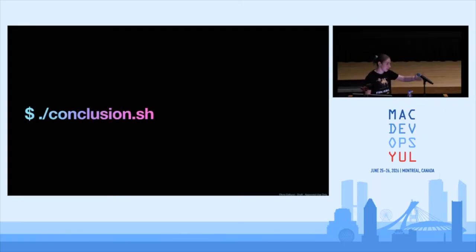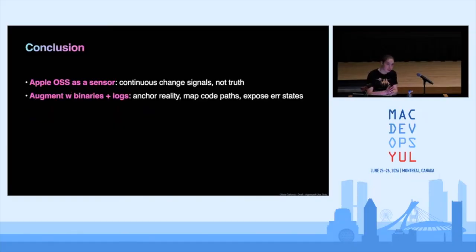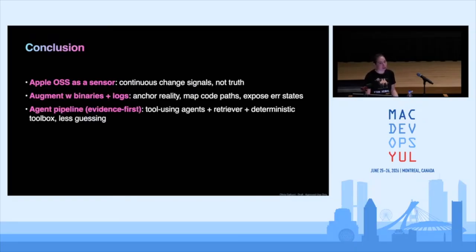All of that said, what did we learn? So the core idea I wanted to leave you with is that Apple's partial open source code can be treated like a sensor stream. It's not the full system, but it's a steady source of change signals, and those signals become much more valuable when you can process them continuously. The workflow I shared takes that sensor and turns it into a prioritized research queue using AI agents, but with a very specific philosophy. The model's not God, it's a tool-using junior analyst.